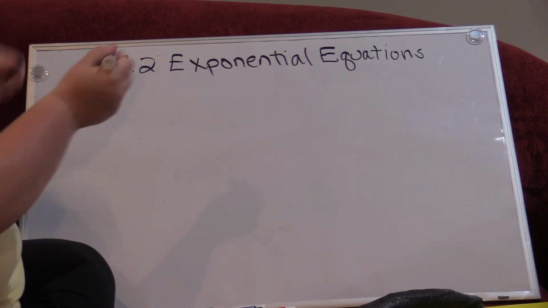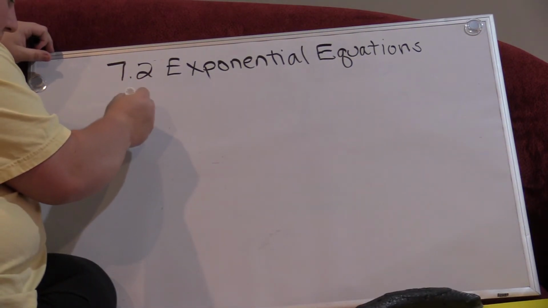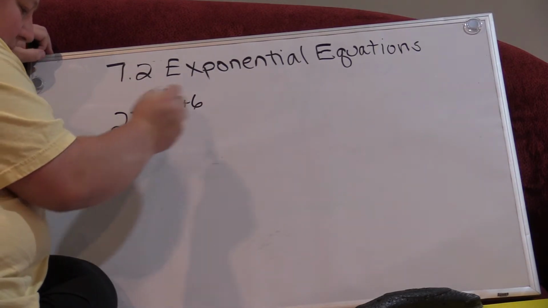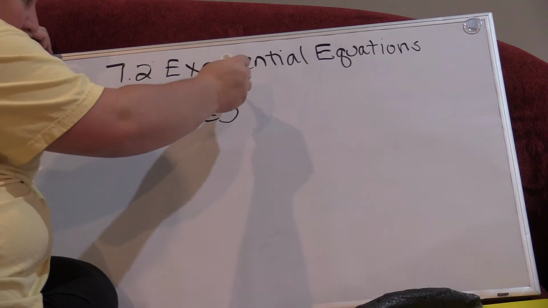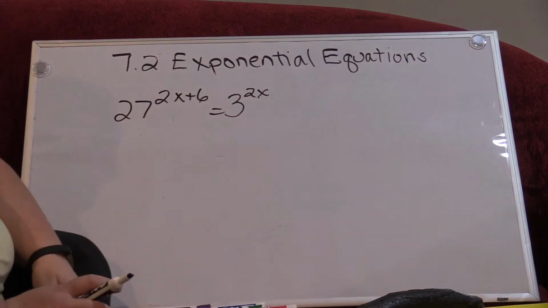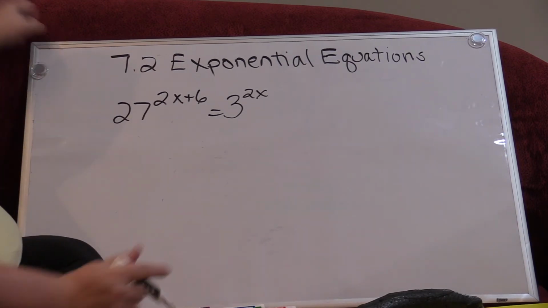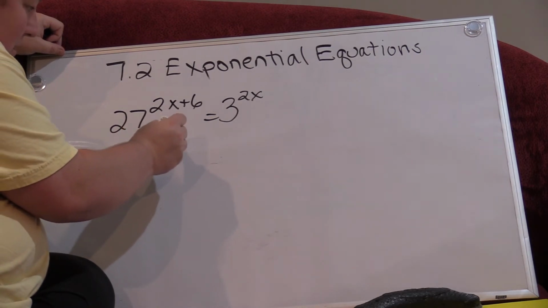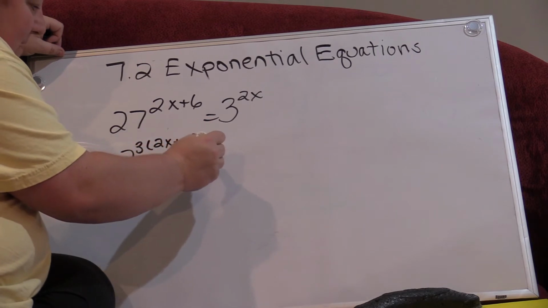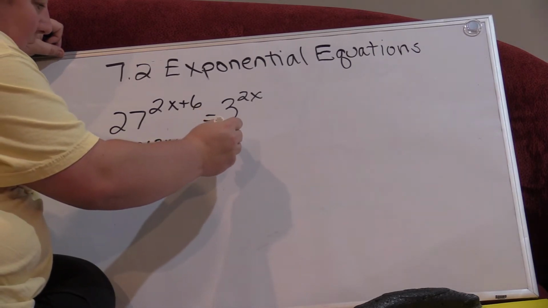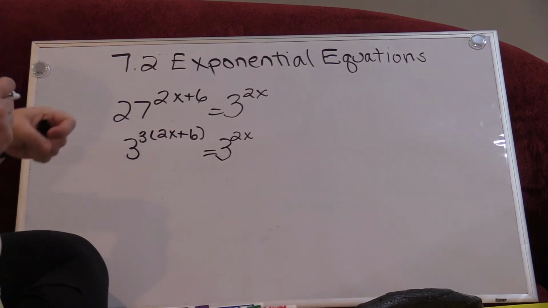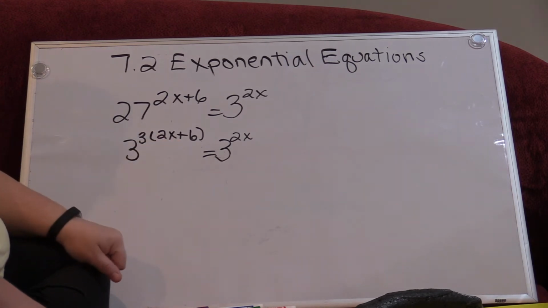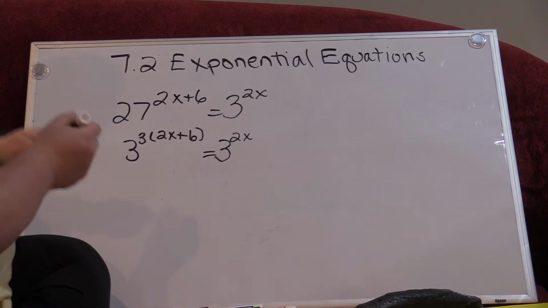My next example becomes 27 to the 2x plus 6 equals 3 to the 2x. Now, can I make 27 have a base of 3? Yes, it's 3 cubed. Why did I put this in parentheses? Because when I raise a power to a power, I keep the bases the same and I multiply the exponents. That's why we're going to have to distribute there.